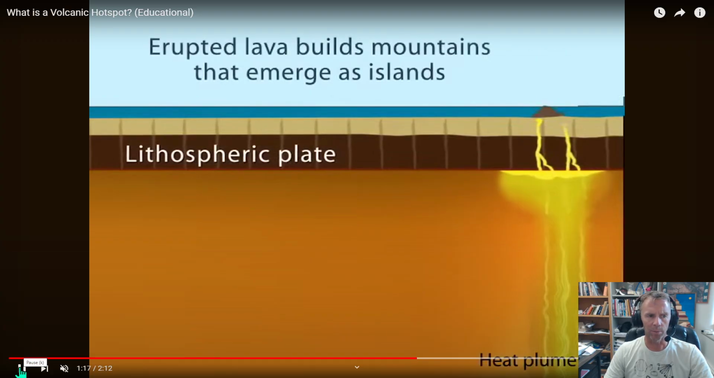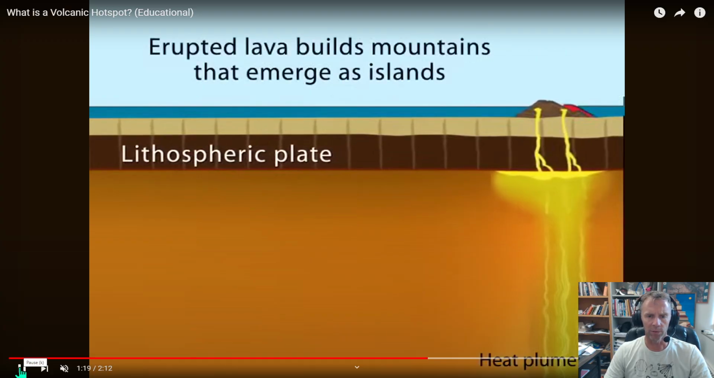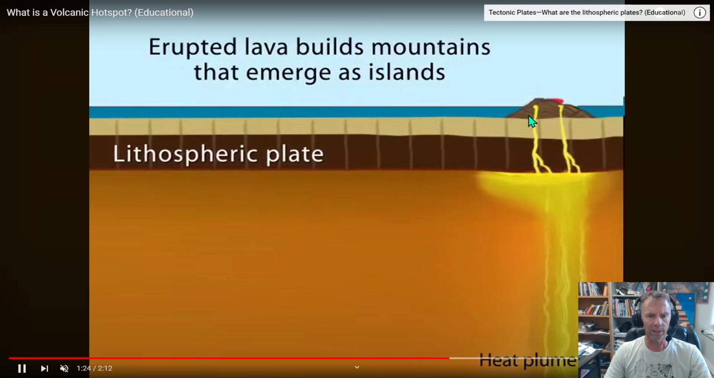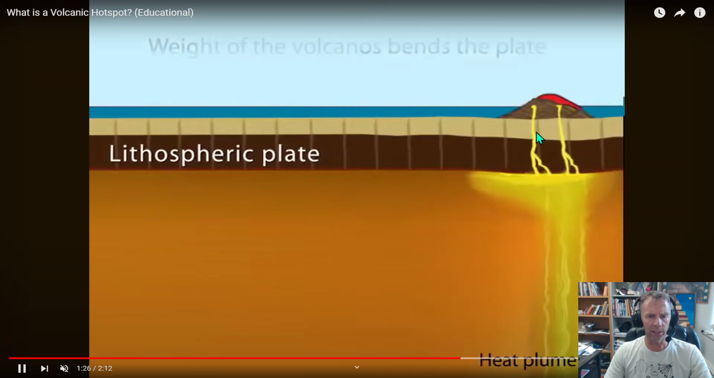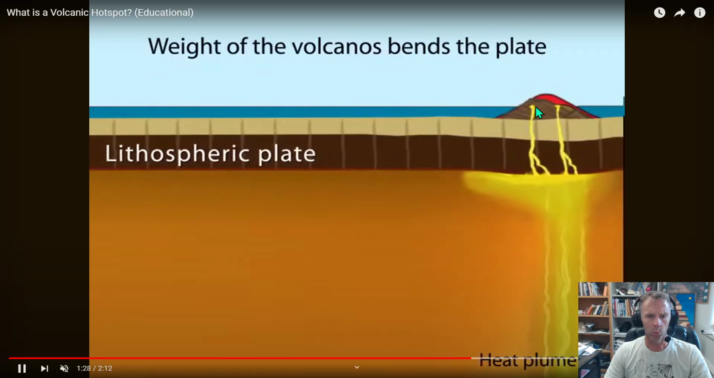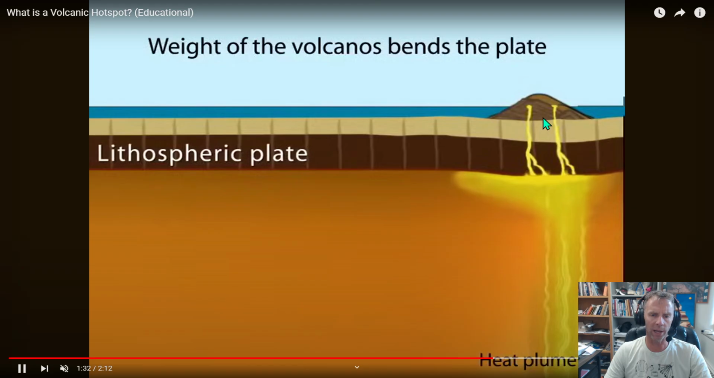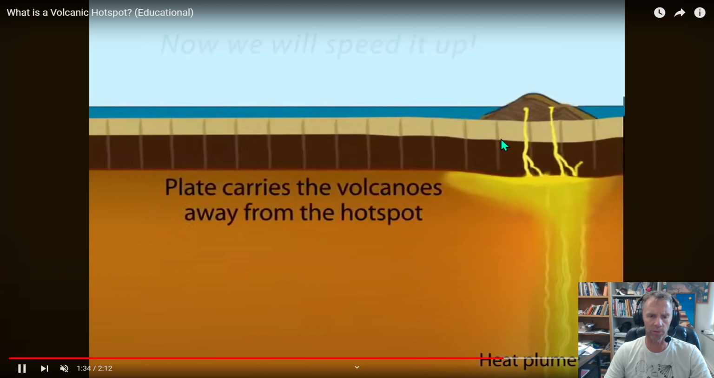There's the magma coming up. Eventually it builds up enough volcanic material that it forms an island. Okay, but the plate keeps moving, and the weight of the volcanic island actually pushes down on the plate. That's important in the area of Hawaii and other places too. So we actually get this sort of flexure here.